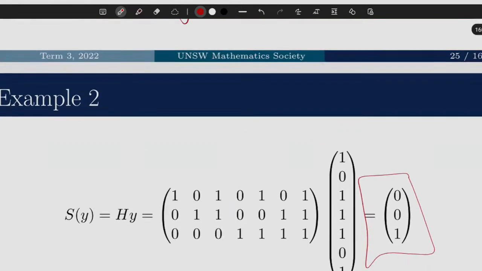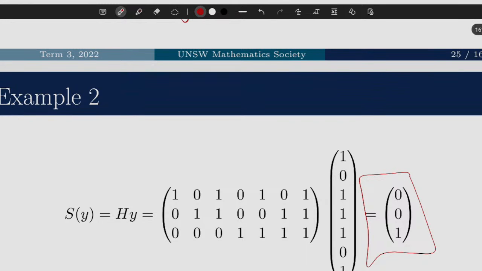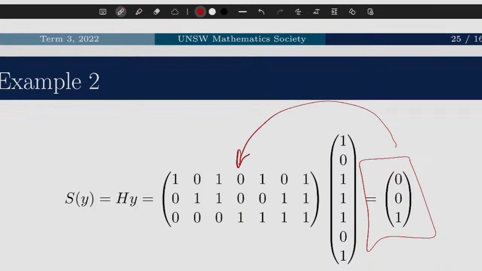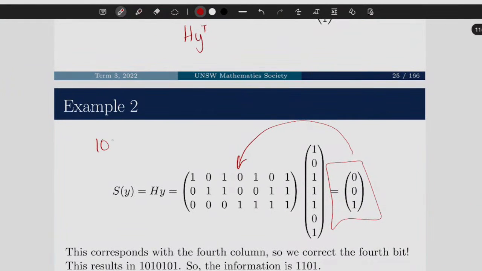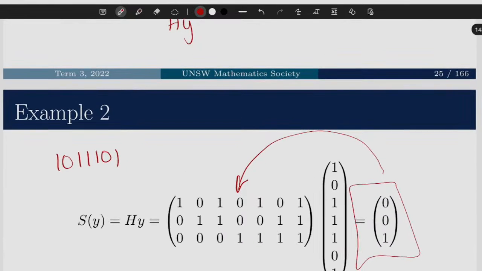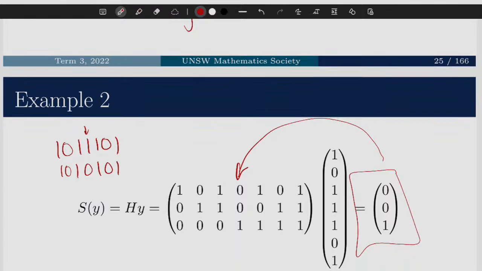Naturally, alarms going off, this is not the 0 vector, so an error has occurred, right? And we can say this is the same as our 4th column. Hence, there is a problem with the 4th bit. And then we just correct that. The 4th bit is 1, and if it's wrong, then it has to be 0 in radix 2, right? So we get 1, 0, 1. Pretty simple.